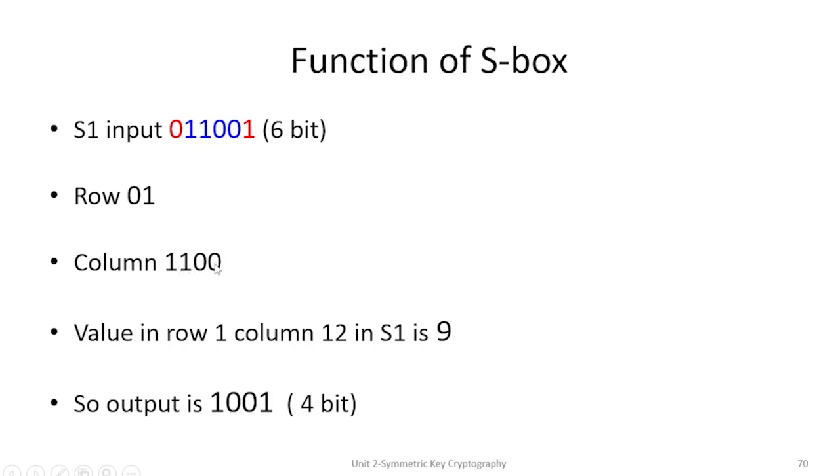1 1 0 0 means, sorry, it is 8 4 2 1. So 8 plus 4 is 12. So you should refer to row 1, column 12.